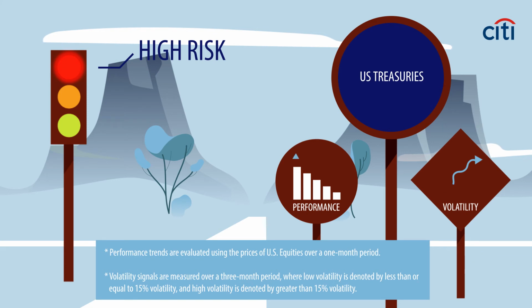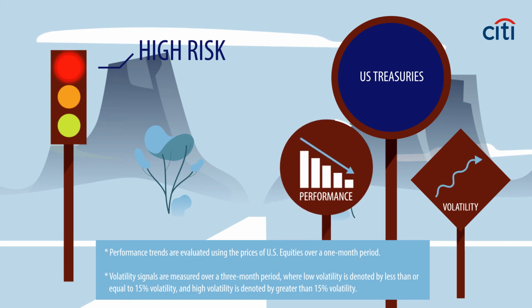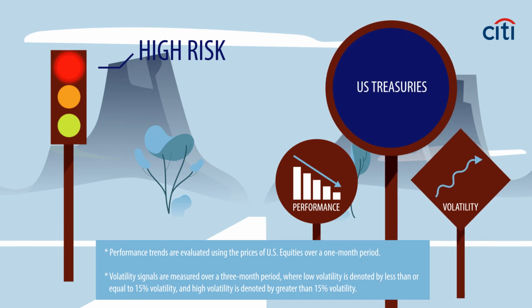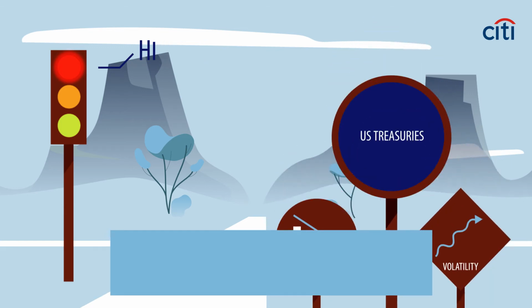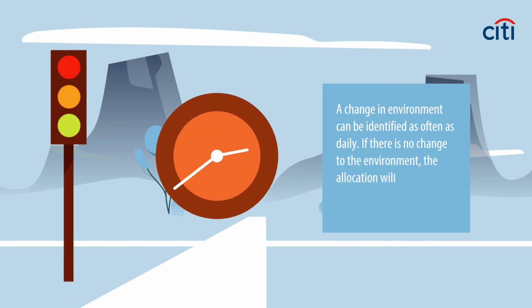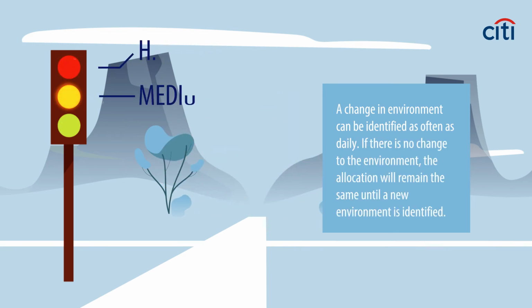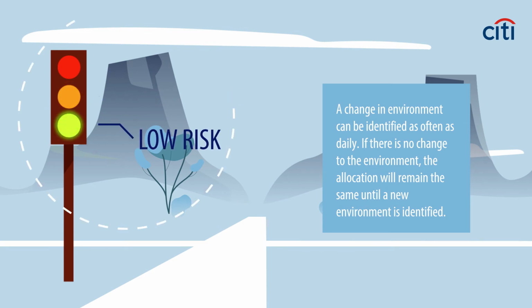A high-risk environment is identified if there is a downward performance trend and high volatility. In a high-risk environment, the index will be allocated 100% into treasuries to mitigate risks associated with equity investing in a high-risk environment. A change in environment can be identified as often as daily. If there is no change to the environment, the allocation will remain the same until a new environment is identified.